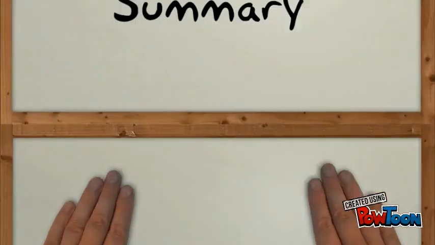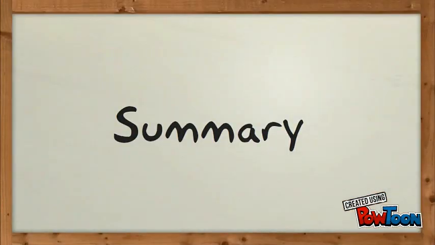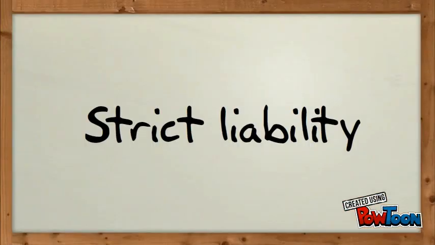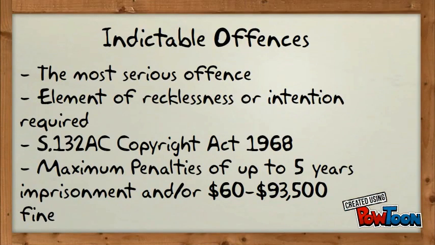Indictable, summary, strict liability. The most serious offence is the indictable offence. The fault element required here is recklessness or intention, and it can carry a penalty of up to 5 years in prison or 500 penalty points, or even both.